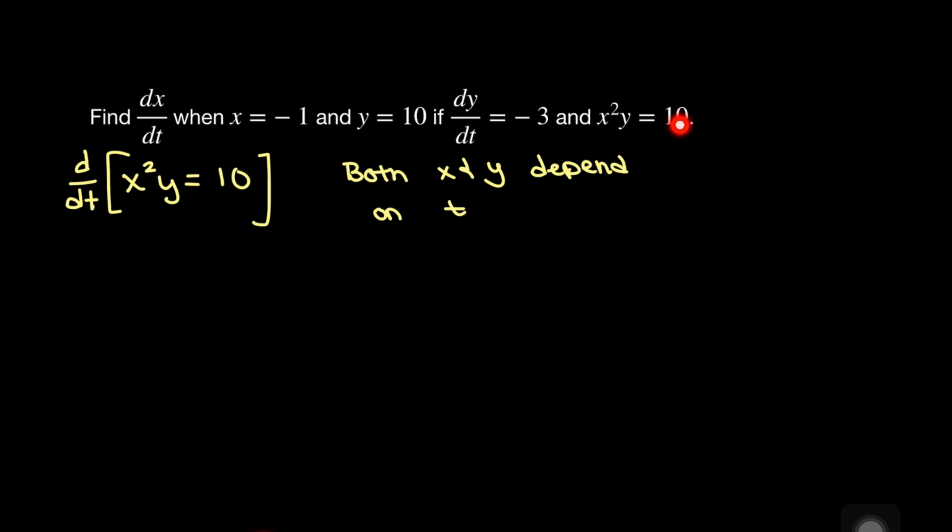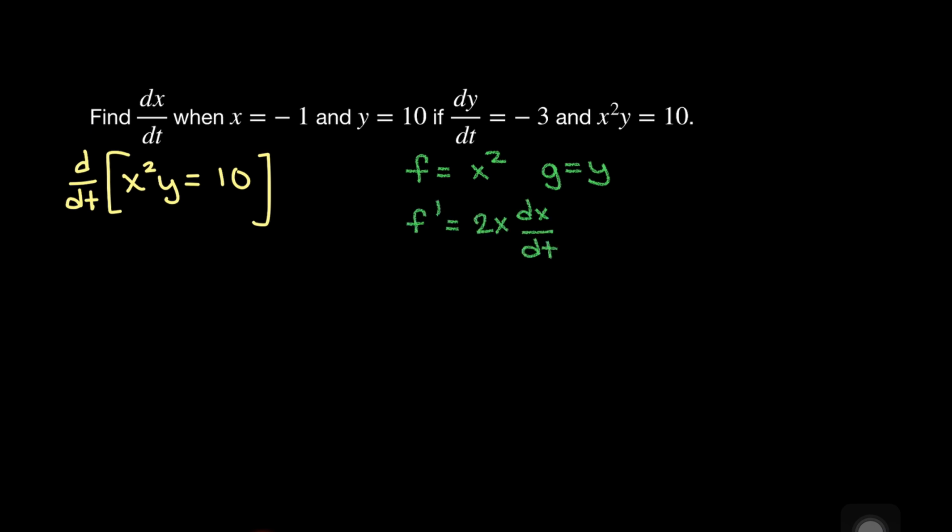So what we're going to do to solve this problem is take the derivative of that equation with respect to t. And so we are going to have to use our chain rule, kind of like our implicit differentiation as well, because x and y are actually functions of t. So if I take the derivative of x squared times y, well, that's a product, so I'm going to have to use my product rule. f is x squared, g is y. So f prime would be 2x.